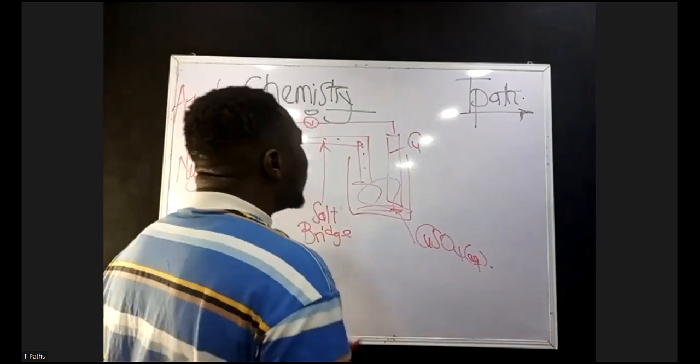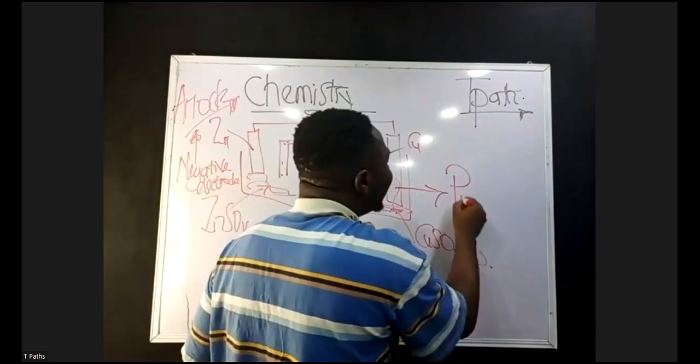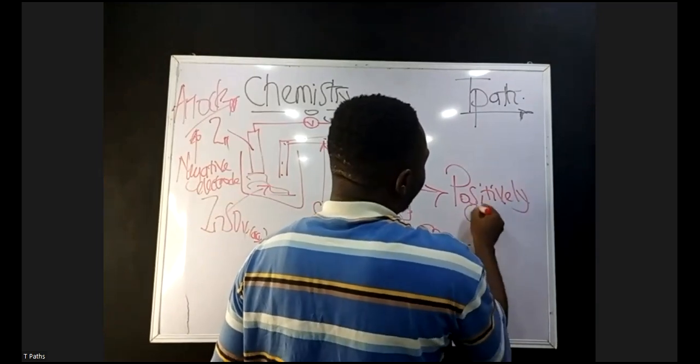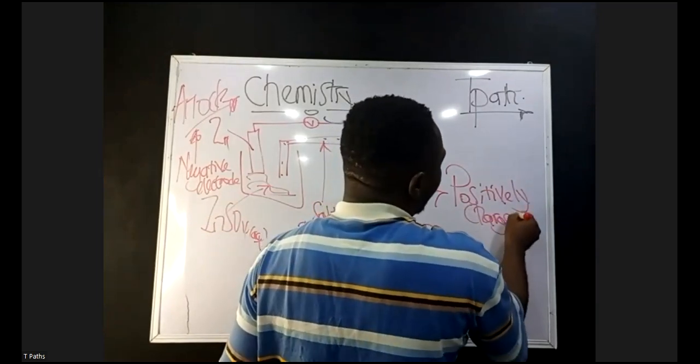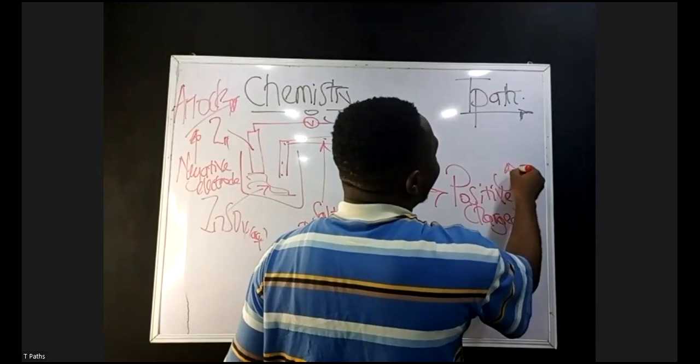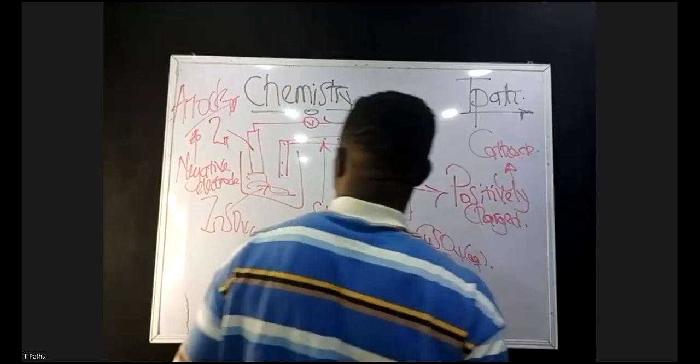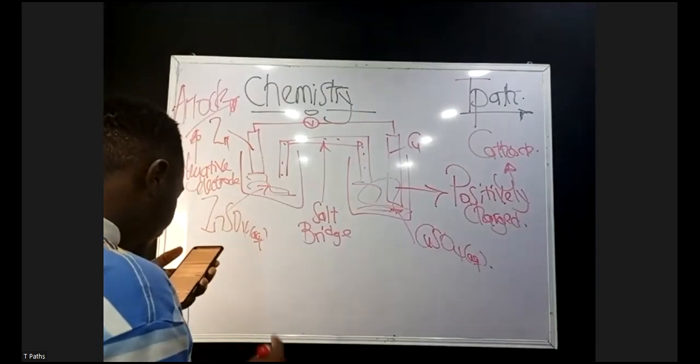And the electrode itself becomes positively charged. And we call that the cathode.